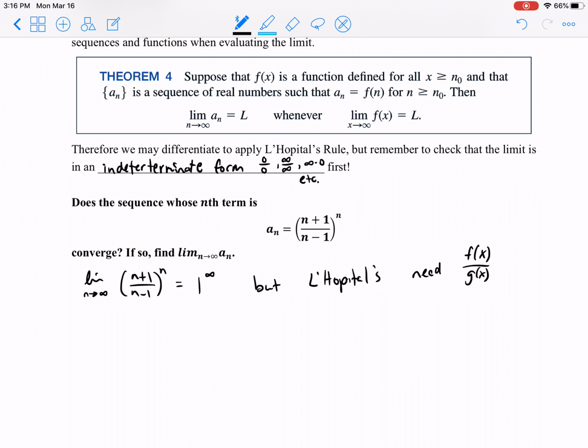So what we can do is take the limit, right, equals the limit as n goes to infinity, and what we'll do is do e to the natural log of (n plus 1 over n minus 1) to the n power, and then we can bring that n out in front. This one right here can go out in front, and we'll get the limit as n goes to infinity of e to the n ln of (n plus 1 over n minus 1). All right.